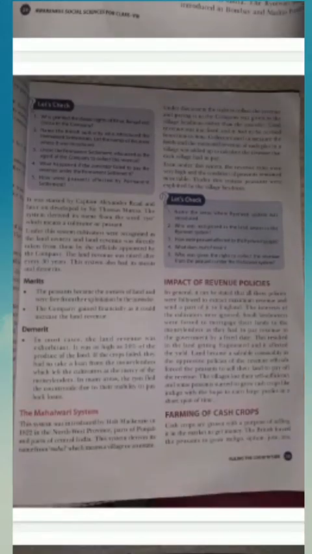The next system was the Mahalwari system. This system was introduced by Holt Mackenzie in 1822 in the North-West Provinces, part of Punjab, and parts of central India. Under this system, the right to collect the revenue and pay it to the company was given to the village headman rather than the zamindar. Even under this system, the revenue rates were very high and the condition of peasants remained miserable.